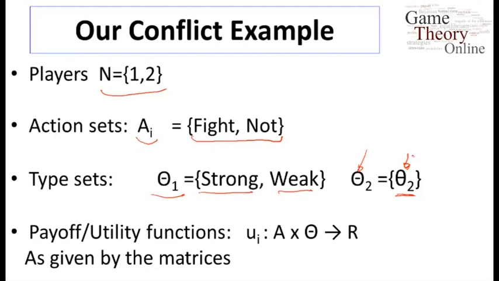And the payoff functions then were given by the matrices. So player 2's payoff depended on whether or not player 1 was weak or strong. So what happened when they both fought depended on whether player 1 was weak or strong. So player 2's payoff depended on both types, as did player 1's payoffs.